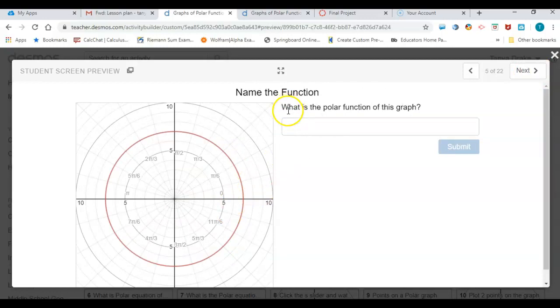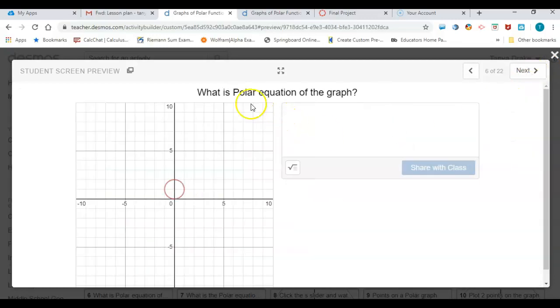So, having learned from those screens, what is this polar function? I would hope that they would count it out and note that because it was in the center, it would be an r equals, as opposed to an r cosine or an r sine equation. So what is this polar equation? Here we have a sine polar equation, and then this one would be a cosine polar equation. I expect them to be able to write what those are.